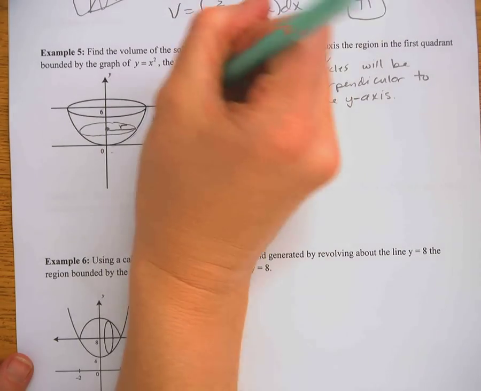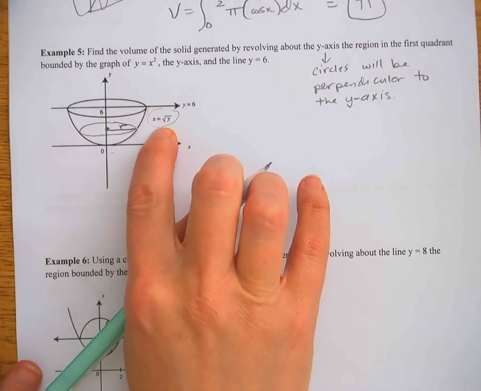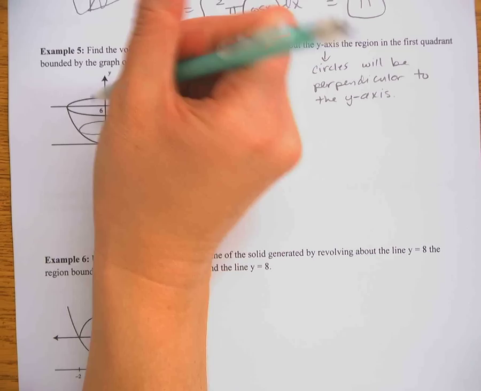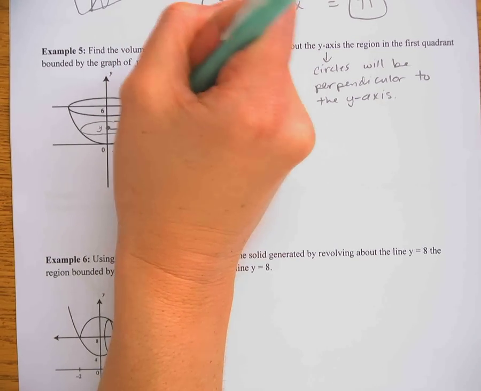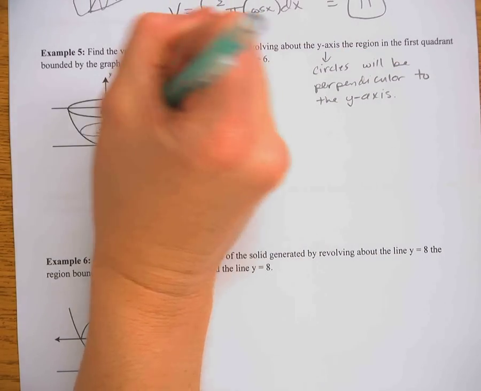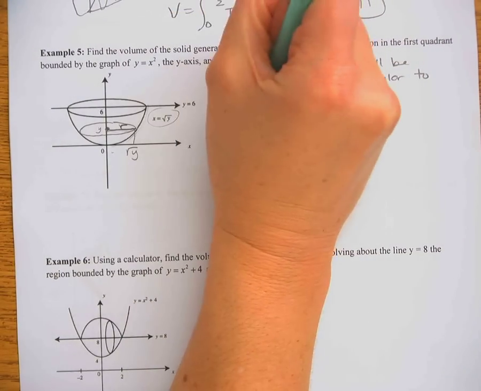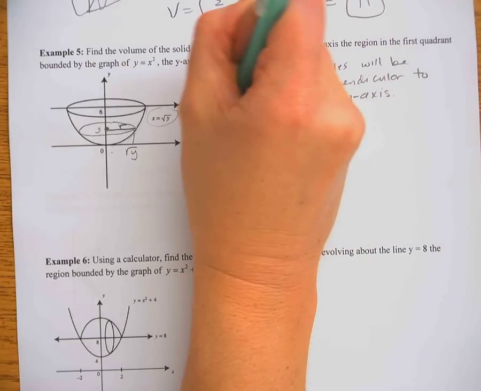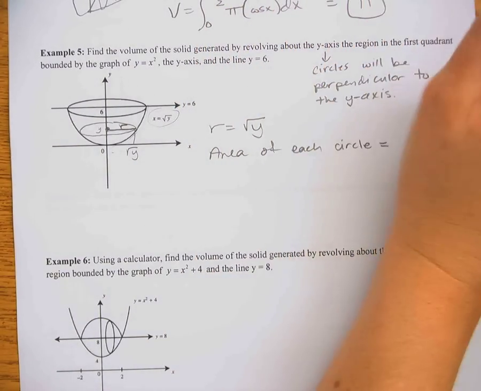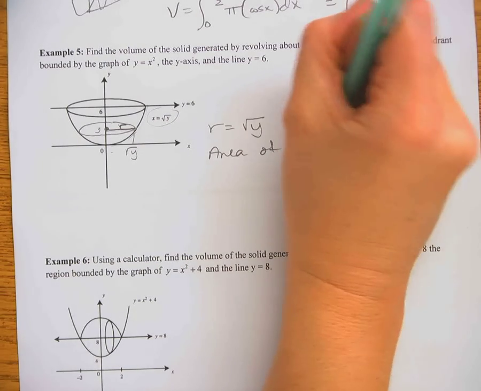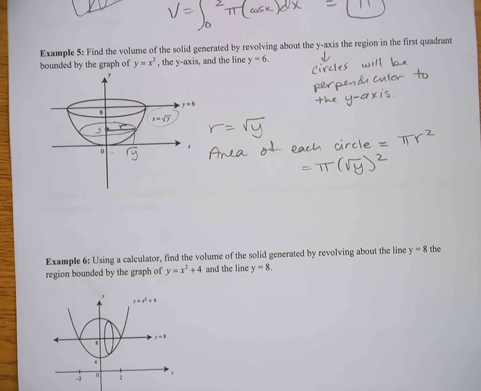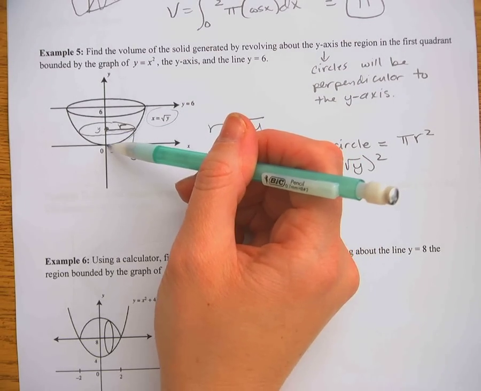So the radius is going to be described in terms of y, which this picture has nicely already done for us. They solved in terms of y. So if you plug in a y value, you would get back the square root of that y value. That would be how far out the radius could go. So the radius is equal to the square root of y. The area of each circular cross section is equal to pi r squared, which in this case is pi times the square root of y, squared.